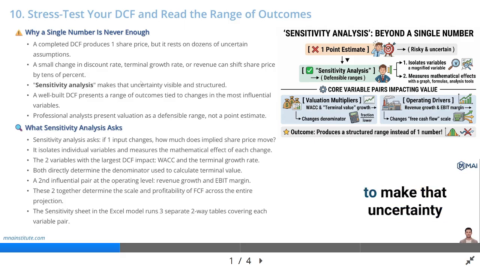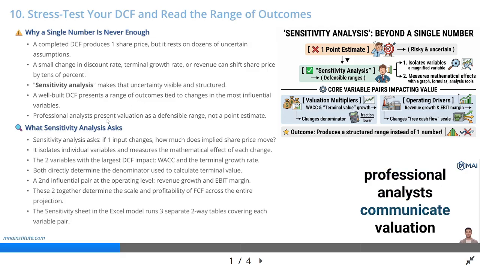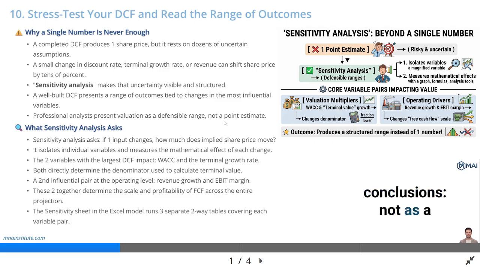Sensitivity analysis exists to make that uncertainty visible and structured. Instead of presenting one number, a well-built DCF presents a range of outcomes tied to specific changes in the most influential variables. This is how professional analysts communicate valuation conclusions, not as a point estimate, but as a defensible range with explicit assumptions behind every boundary.